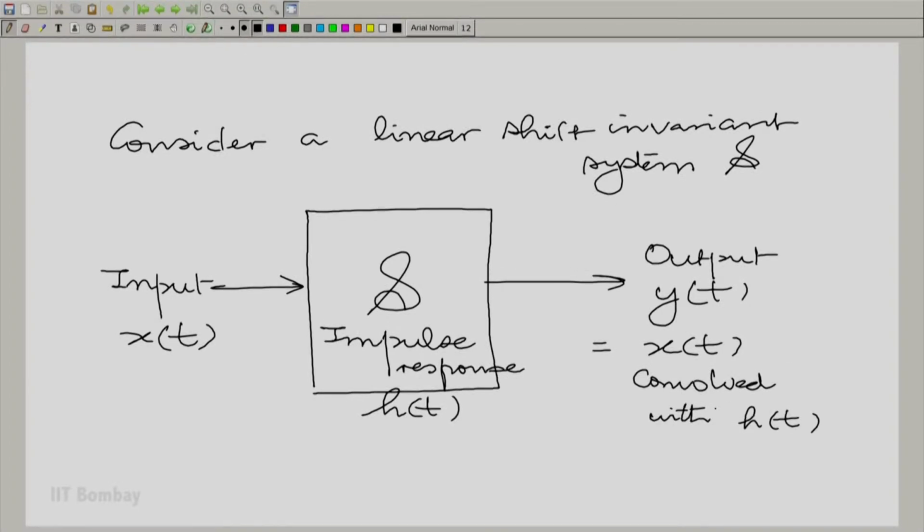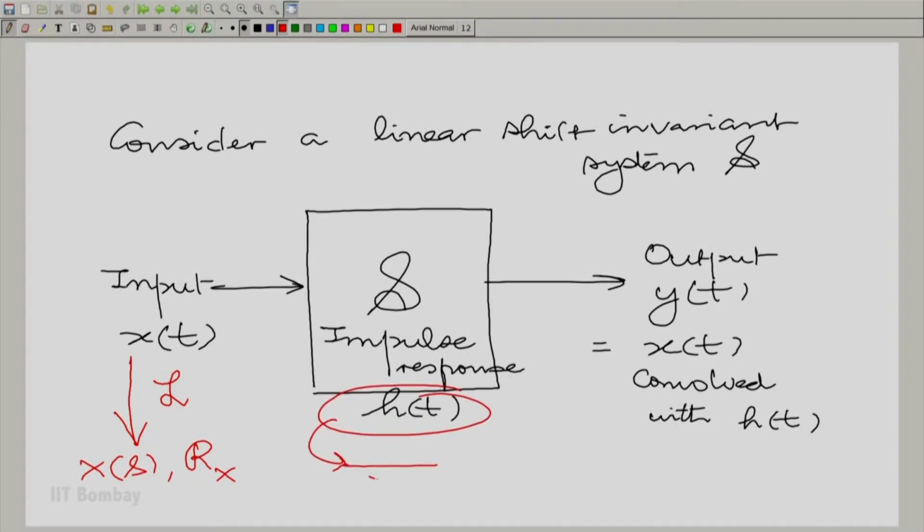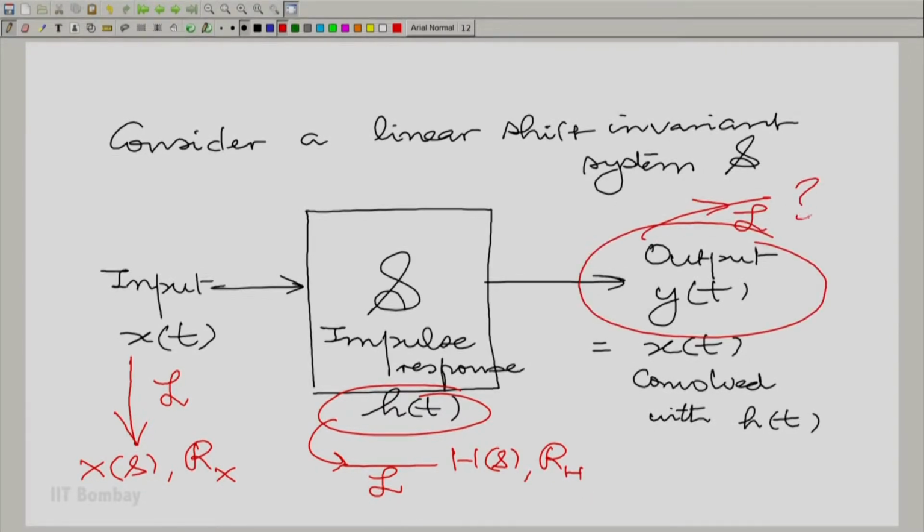Now, as usual, let us take their Laplace transforms if they exist. So, let us assume that x(t) has a Laplace transform capital X(s) with a region of convergence script R subscript X, and similarly for h(t). What is the Laplace transform of y(t)? Very simple, we have answered it already.